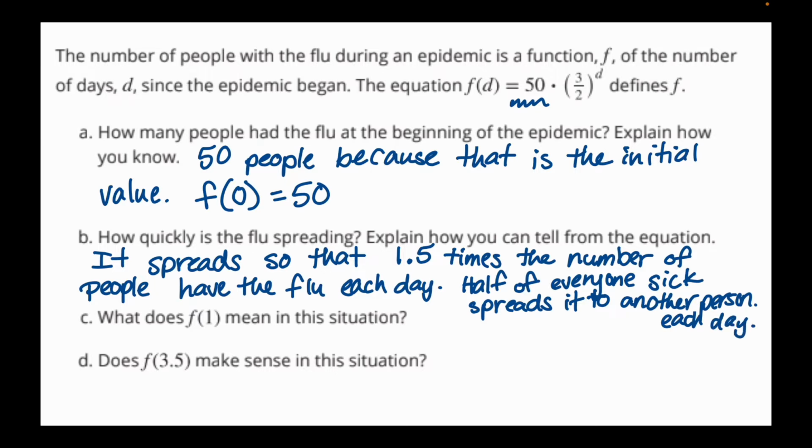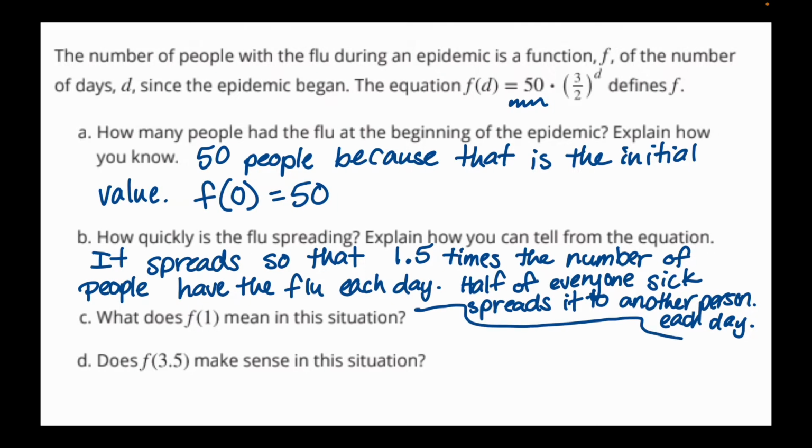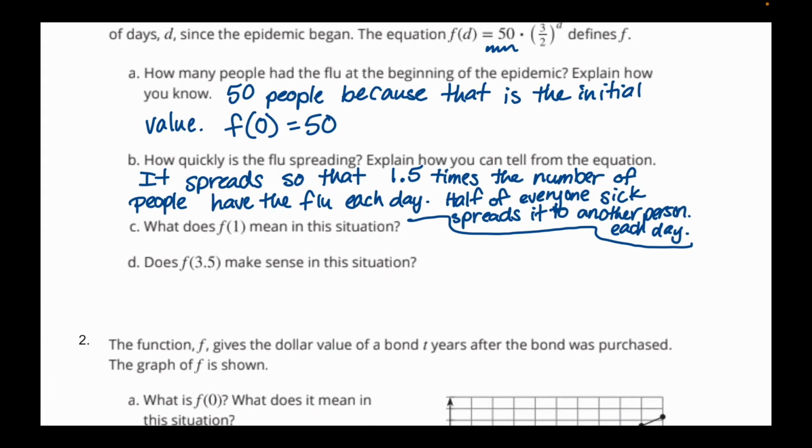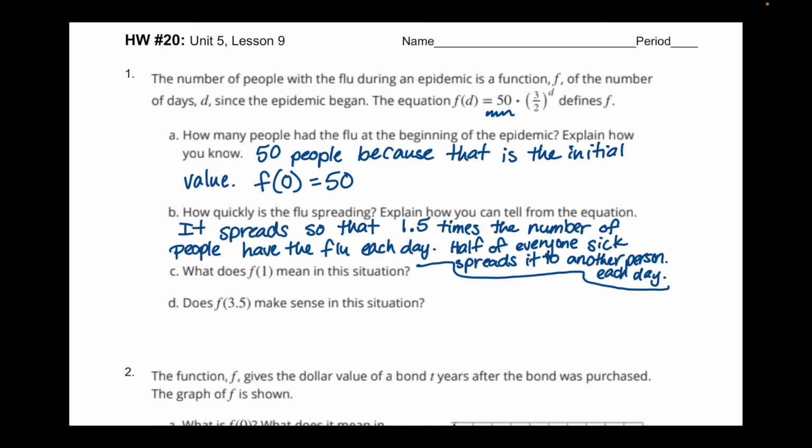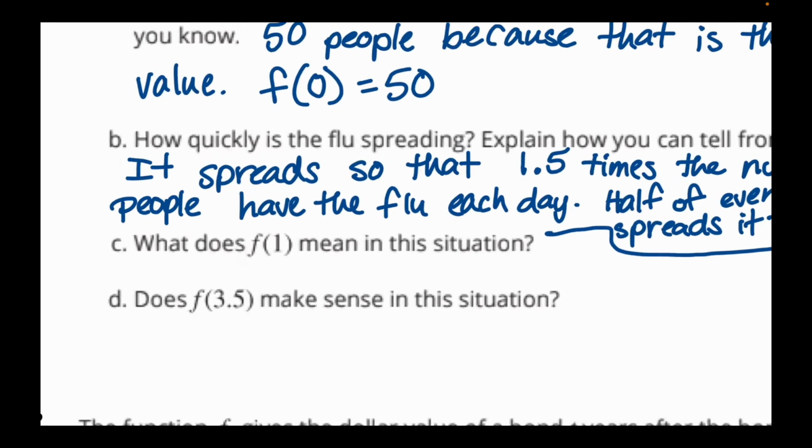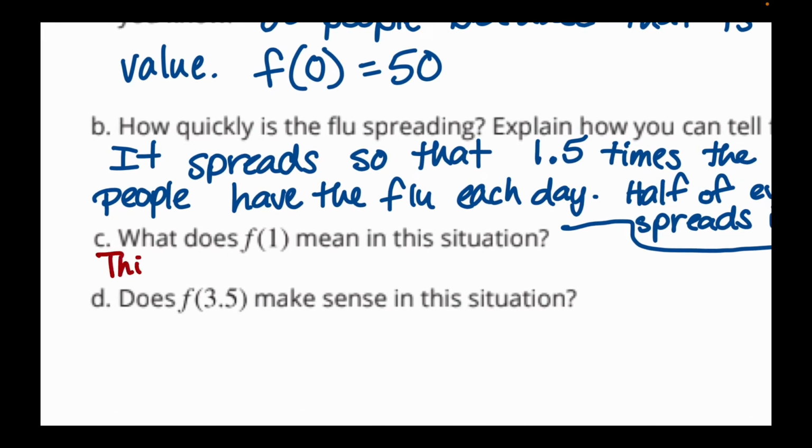Okay. Now I'm actually gonna put myself a little line here because I don't want it to look like that's my answer to part C. So that way I can keep my answers apart. I'm also just going to do part C in red. So it says, what does f of 1 mean in this situation? And so we don't have a graph that we're supposed to be reading this from. We're just trying to determine what it means. So we can say this is the number of people with the flu on one day after it began.